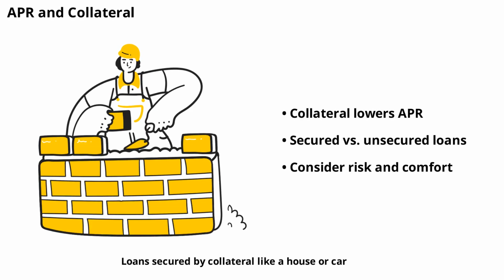Loans secured by collateral, like a house or car, usually have lower APRs because they're less risky for lenders. Unsecured loans, which don't require collateral, often come with higher APRs. Always consider whether you're comfortable pledging collateral to get a lower rate.